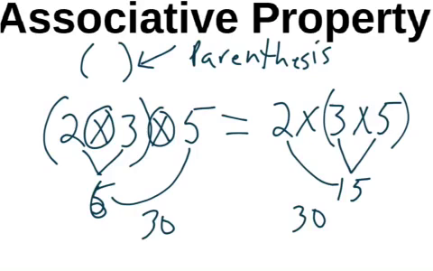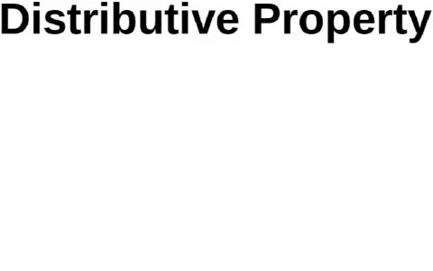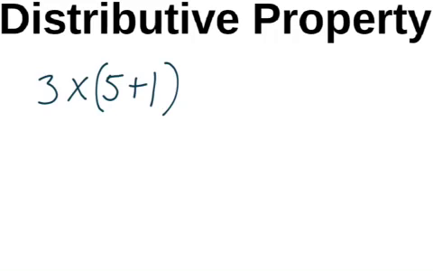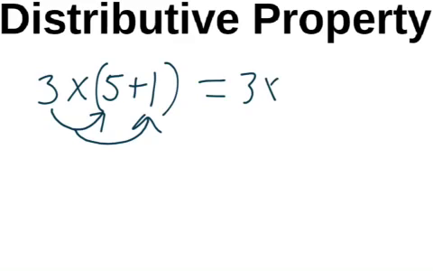All right, here we go. The next property of multiplication is the distributive property. That states that if you multiply some numbers, let's say I had 3 times, let's go with 5 plus 1, and I have parentheses around that, I can distribute this 3 to the 5 and to the 1. So 3 times 5 plus 1 is the same as 3 times 5 plus 3 times 1.